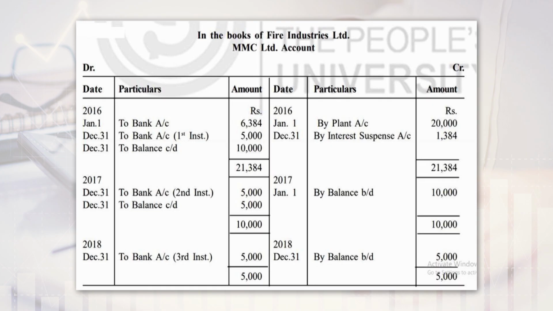Now this balancing figure at the end of the second year, this 5,000, will be brought forward. By balance brought forward in the beginning of the third year, 5,000 rupees, total is 5,000. Here to bank, this is the payment of the third installment at the end of the third year, to bank 5,000.